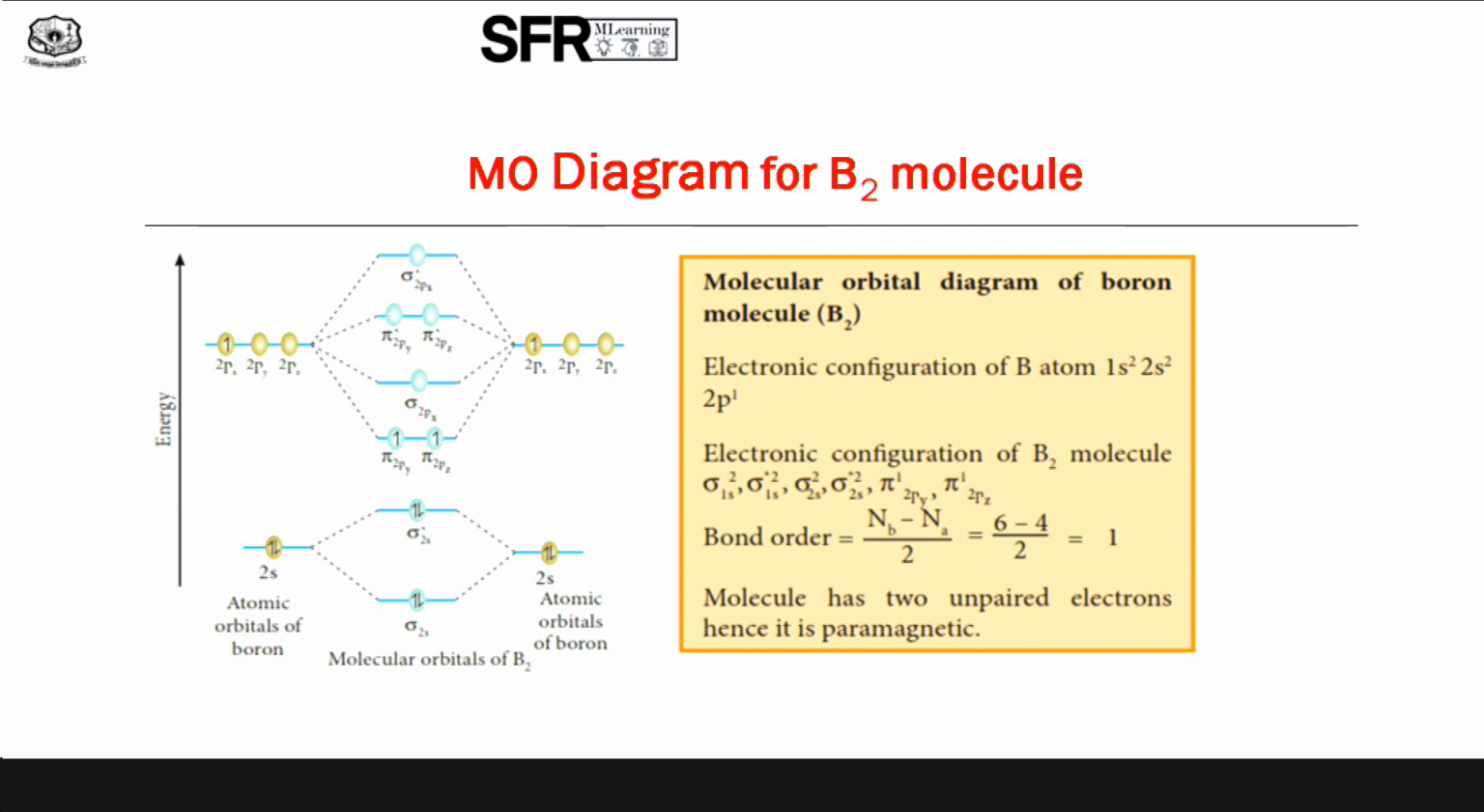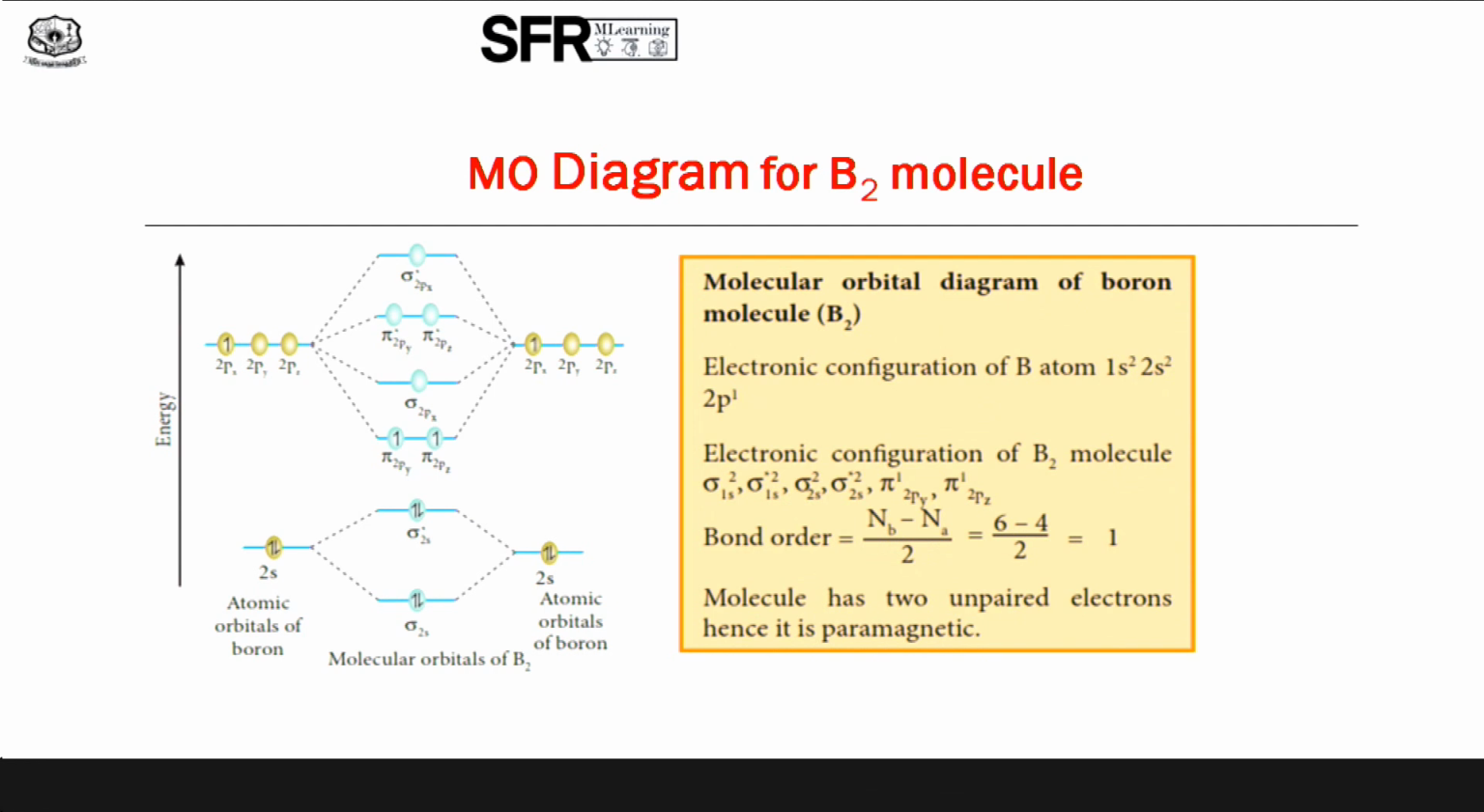These are distributed based on the Aufbau principle. First the sigma 2s orbital is filled by 2 electrons, and the remaining 2 electrons go to the upper antibonding molecular orbital, that is, sigma star 2s. So this is the 2s orbital combination. Next we go to the 2p orbitals.